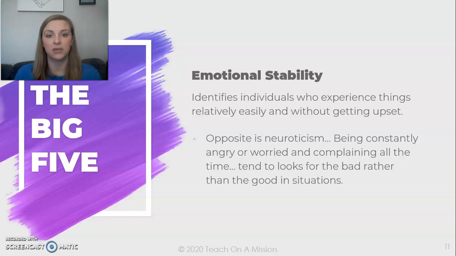So let's talk about the big five continuums. The first is emotional stability. This identifies individuals who experience things relatively easily and without getting upset. So if you're highly emotionally stable, you kind of go with the flow. You don't really get upset too easily. The opposite of that is neuroticism, and this is someone who is constantly angry or worried. They complain all the time. They look for the bad rather than the good.